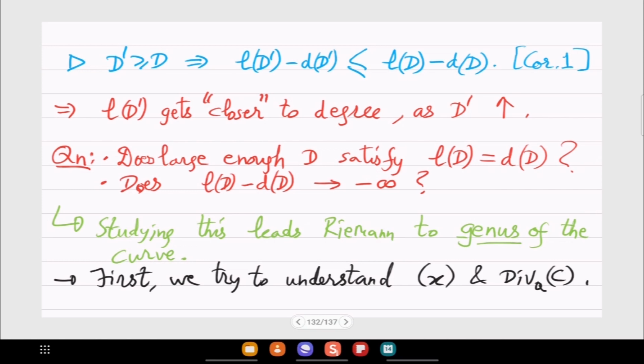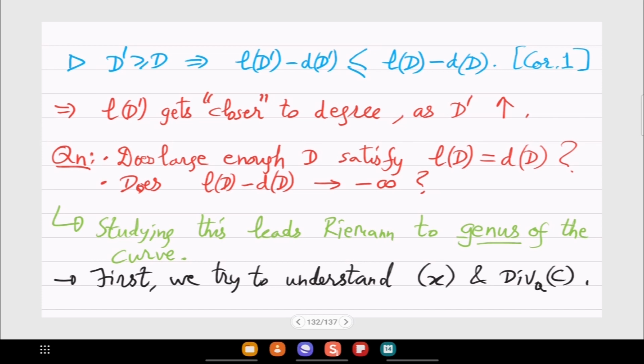Why do you want to study this question? I don't. Riemann was the one who studied this question. So in the 1800s, Riemann asked: how small can the L sheaf be compared to the degree of the divisor? How few functions can the L(D) sheaf have? Can the L(D) sheaf be very small, or can it be very large?